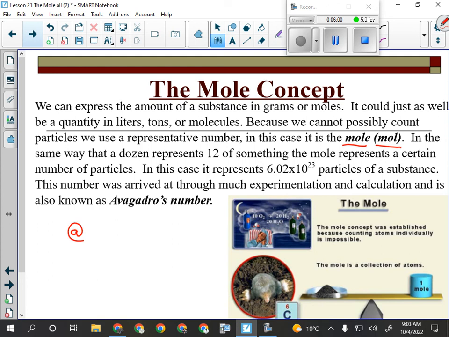It's ridiculous. Anyway, so the mole is just like, as I was saying before, just like a dozen. One mole always represents the same amount. It's this much: 6.02 times 10 to the 23 particles.